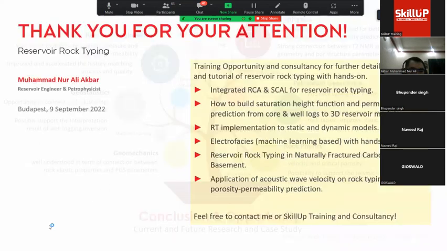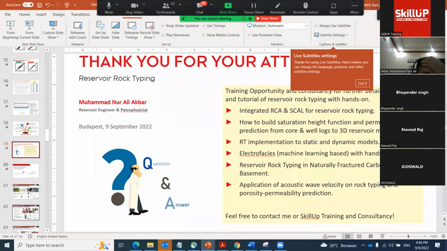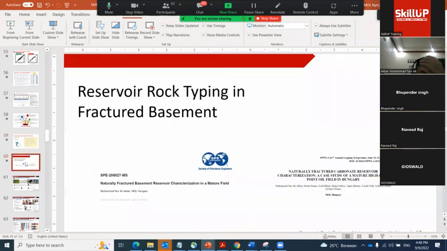Do we still have time? Because I have something related with reservoir rock typing in fractured basement. If we have time, I will talk a little bit about how we created the rock typing here. If we don't have time, I think we can stop here and go ahead with the question and answer. Yeah, I think you can continue.